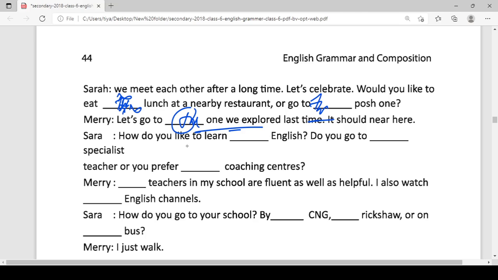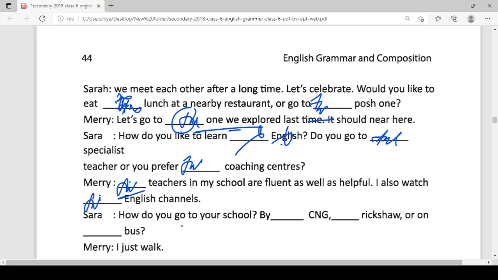Okay, how do you like to learn English? Do you go to the specialist teacher, or do you prefer coaching centers? The teachers in my school, all teachers in my school, are fluent as well as helpful. I also watch the English channels. Here we need to use the in both sentences.